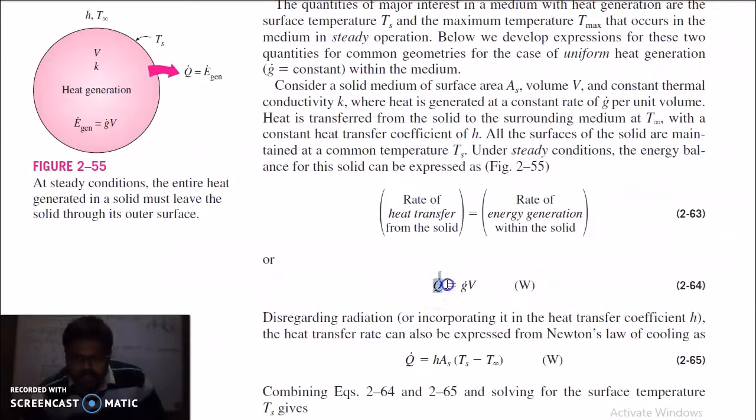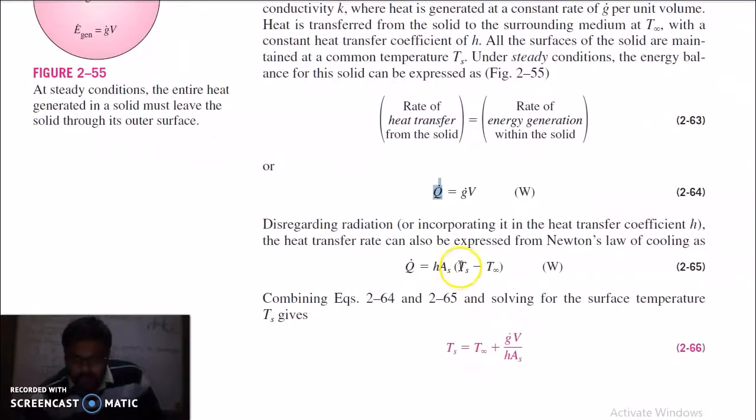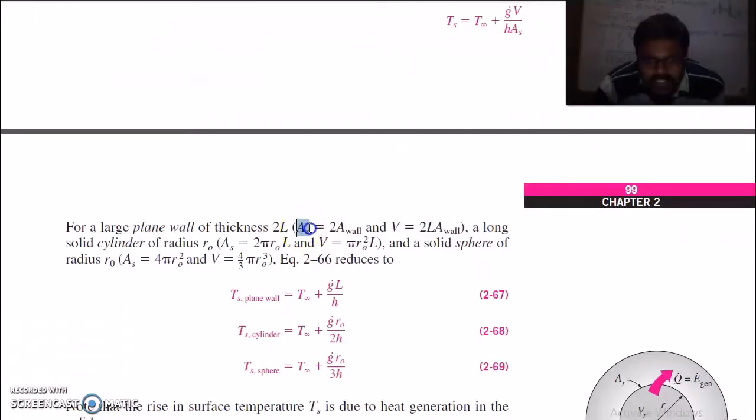So this is your heat generation, and it must be equal to the convection heat transfer, which in this case is h into area of the object, which is As surface, into T surface temperature minus environment temperature. So if you solve this equation here, put the value here, you will get the surface temperature here. So As is the surface area.